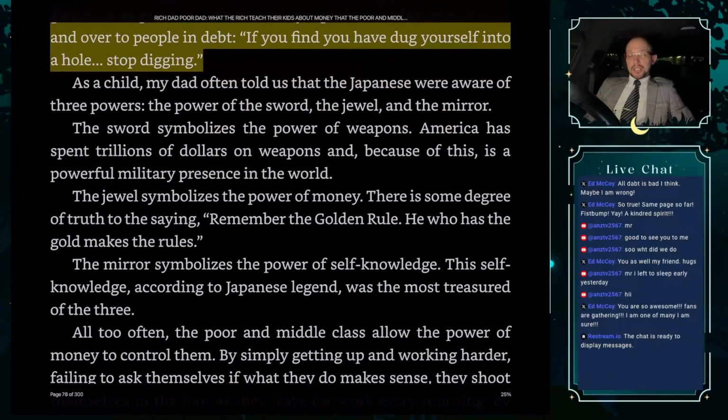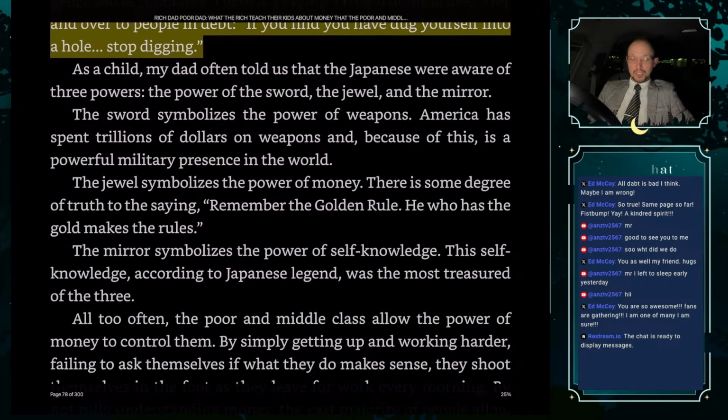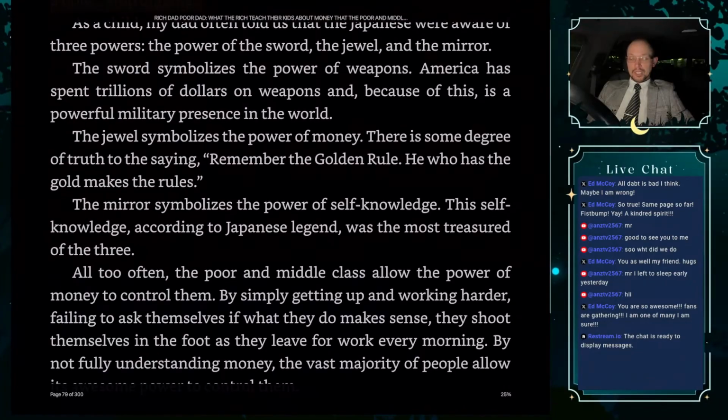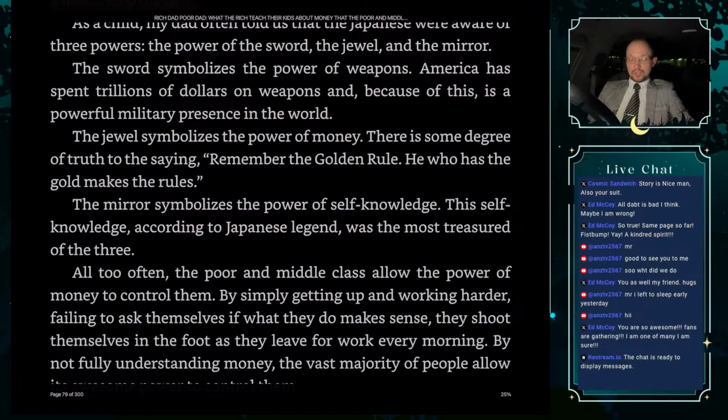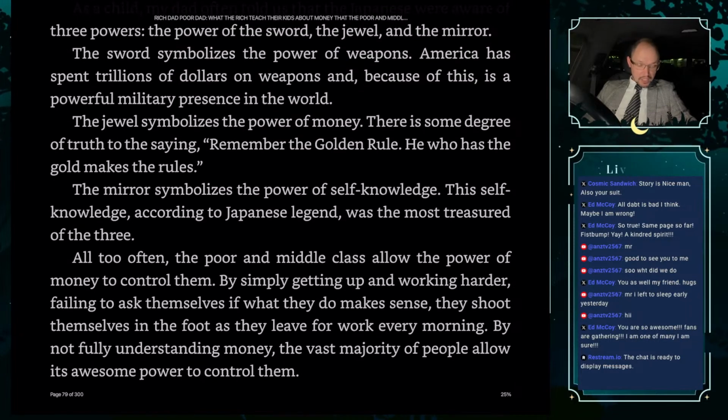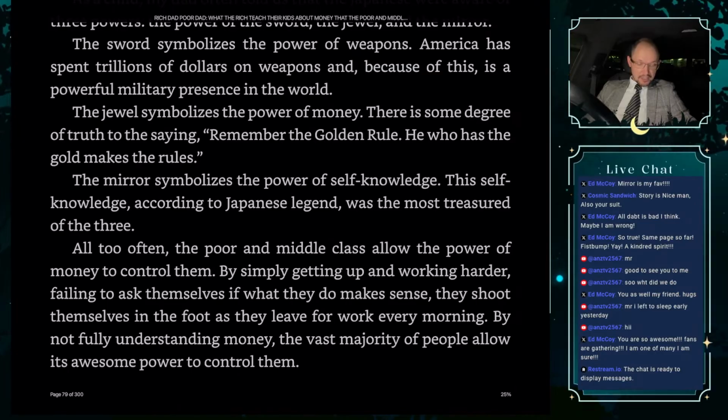Alrighty. As a child, my dad often told us that the Japanese were aware of three powers: the power of the sword, the jewel, and the mirror. The sword symbolizes the power of weapons. America has spent trillions of dollars on weapons and because of this is a powerful military presence in the world. The jewel symbolizes the power of money. There is some degree of truth to the saying, remember the golden rule: he who has the gold makes the rules. The mirror symbolizes the power of self-knowledge. This self-knowledge, according to Japanese legend, was the most treasured of the three. And I think Ed will agree.